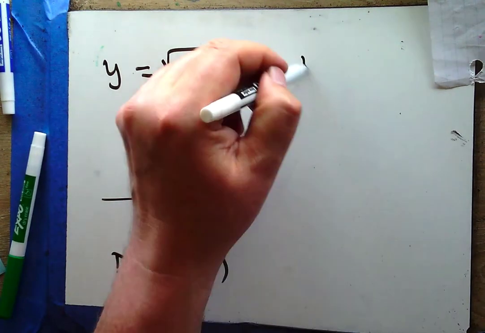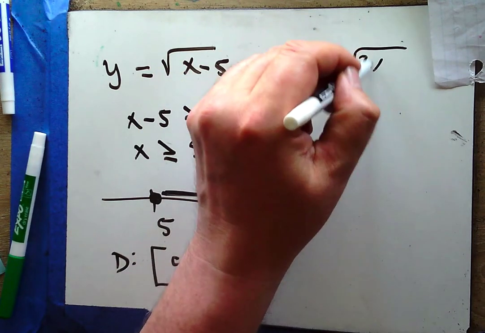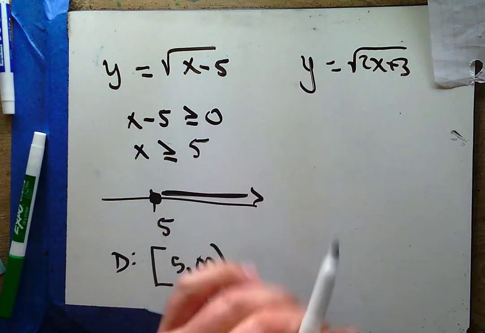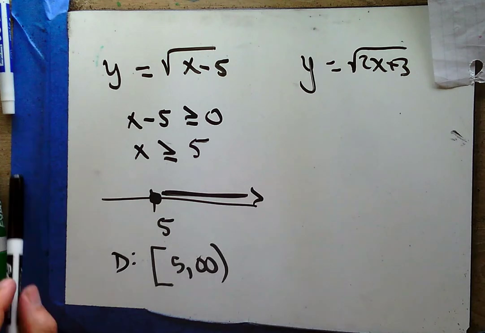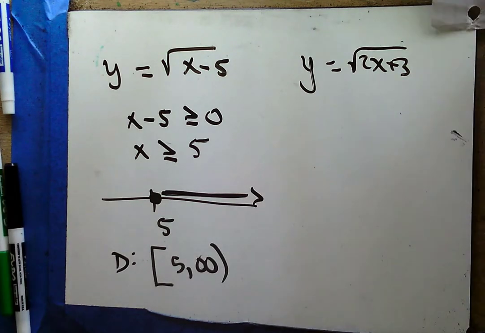Okay, so why don't you do this one? Square root of 2x plus 3. Please find the domain here. Come back when you're done, or if you get stuck and need help.